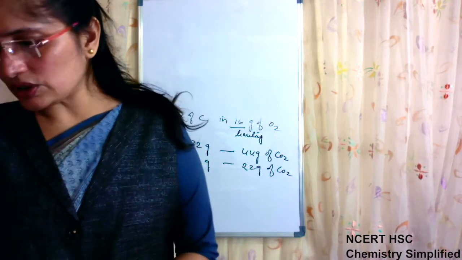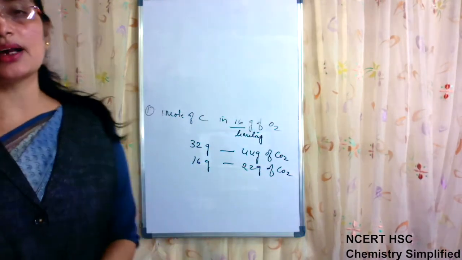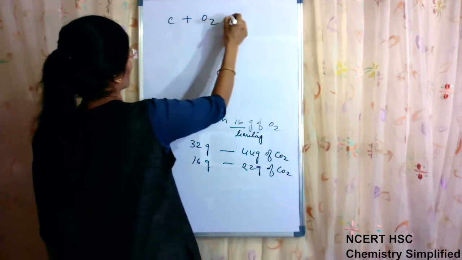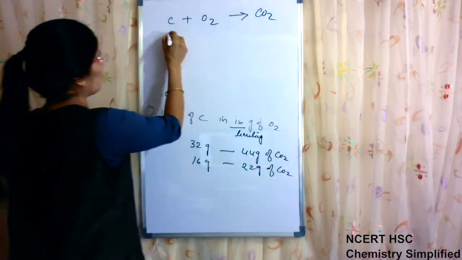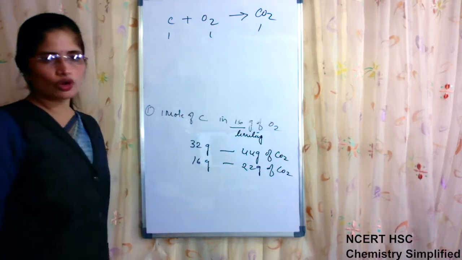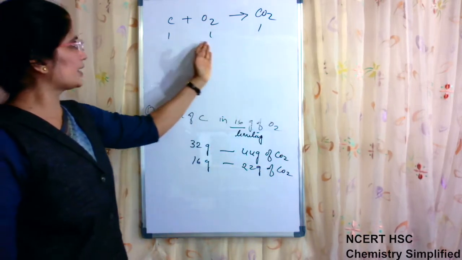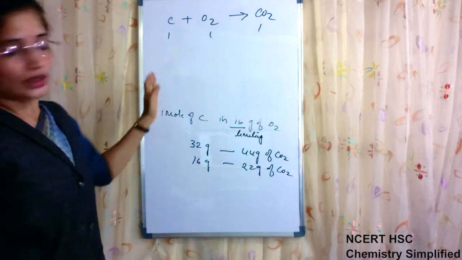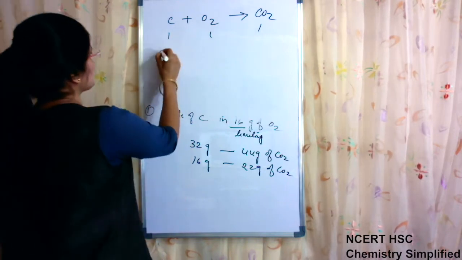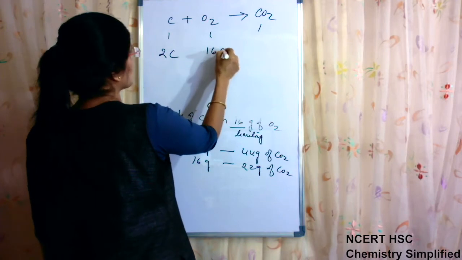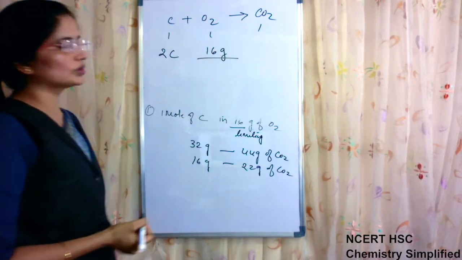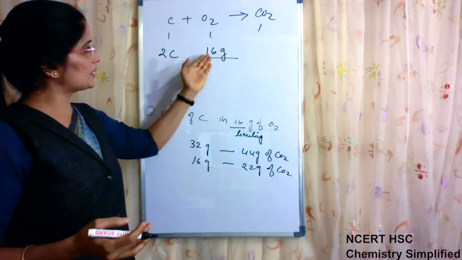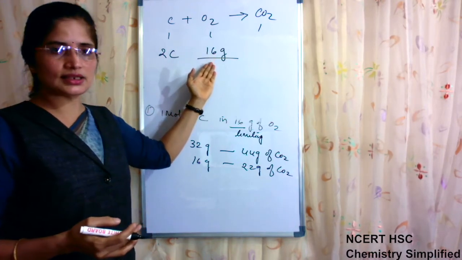Third, 2 moles of carbon are burnt in 16 grams of dioxygen. Again same thing. C plus O2 gives CO2, 1, 1 and 1. 1 mole of each is reacting. 1 mole of carbon reacts to give 1 mole of product. Now they are saying that 2 moles of this are reacting with 16 grams of O2. Then again the same thing.